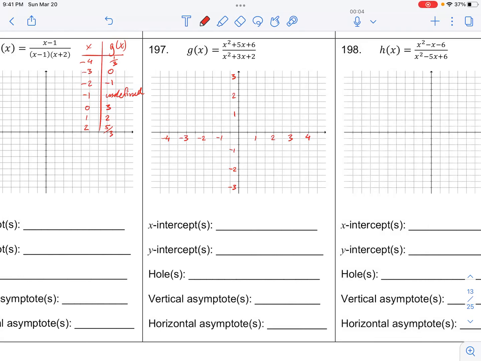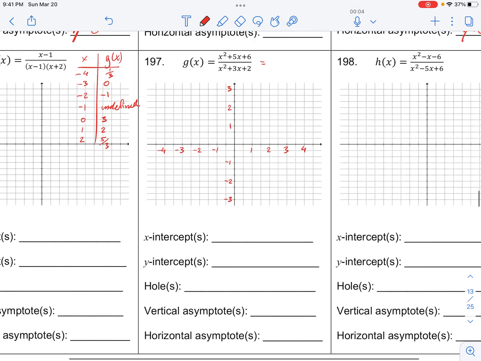Number 197, your class trick for graphing general rational functions. We have g of x is equal to x squared plus 5x plus 6, which we can factor to x plus 3 times x plus 2. And in the denominator, we have x squared plus 3x plus 2, which we can factor to x plus 1 times x plus 2. And so now we have a like term in the numerator and denominator that we can cancel.